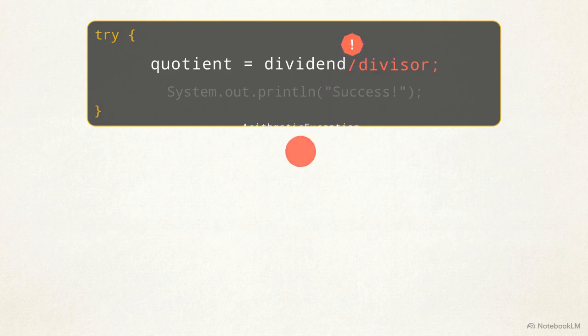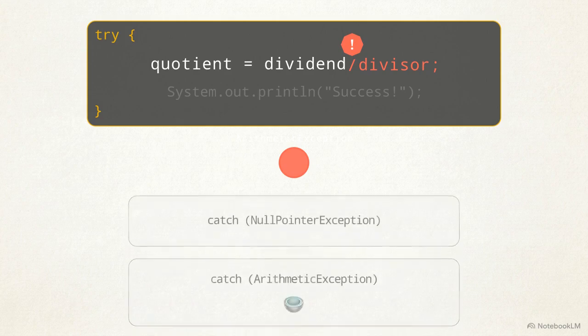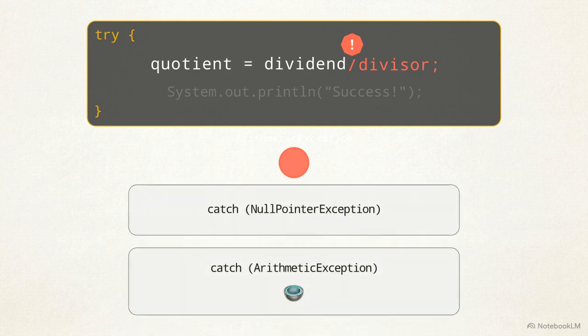The program creates an exception object representing the error, and the Java virtual machine begins hunting downward for an appropriate handler. That handler is the catch block. If its parameter type matches the thrown error, like an arithmetic exception, the catch block activates and safely intercepts the error object before it can kill the application.